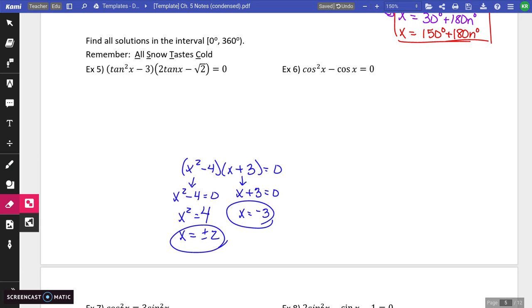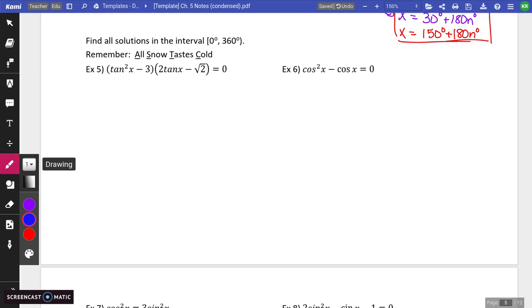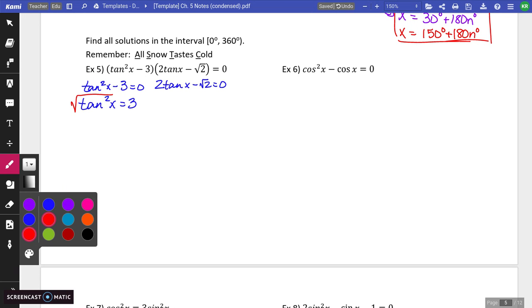So this one, even though it's a trig equation, is in factored form. So you're going to do exactly the same thing that we just did with a regular quadratic. I'm going to go tangent squared x minus 3 equals 0, and 2 tangent x minus root 2 equals 0. So I'm going to solve each of these. I'm going to move the 3 over to the right, so tangent squared x equals 3. Well, I don't want squared, I want just tangent x. So you're going to square root both sides, and tangent x is plus or minus root 3.